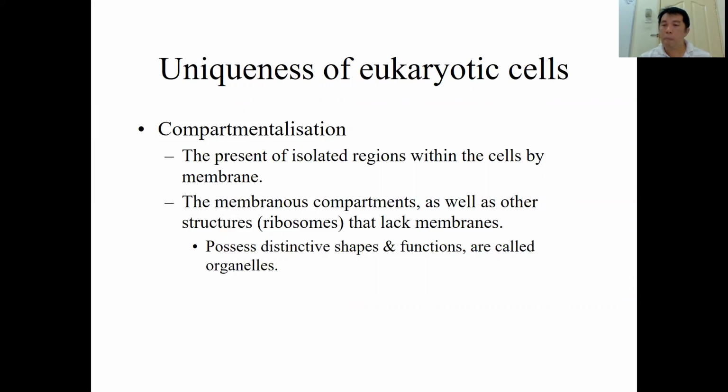So the compartments or regions which are isolated by the membrane form organelles, and this also includes the ribosome, which is a non-membrane organelle. It is a structure that we also know as an organelle, because you see here they possess distinctive shapes which can carry out different or specific functions. That's why we call it an organelle. So this is the importance of the eukaryotic cell, which is compartmentalization.